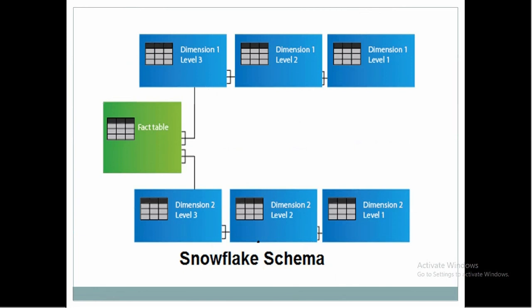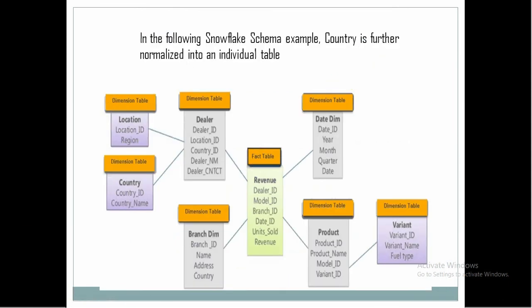The following diagram shows a snowflake schema with 2 dimensions, each having 3 levels. A snowflake schema can have any number of dimensions, and each dimension can have any number of levels. In the following snowflake schema example, country is further normalized into an individual table. Here location and its attributes are location ID, region, and country, with country ID and country name.